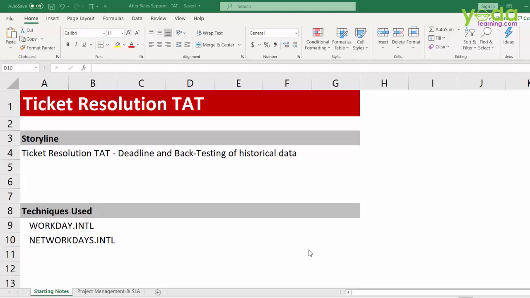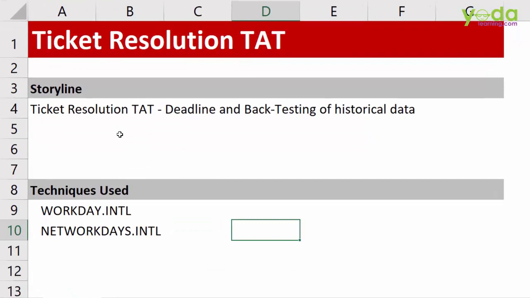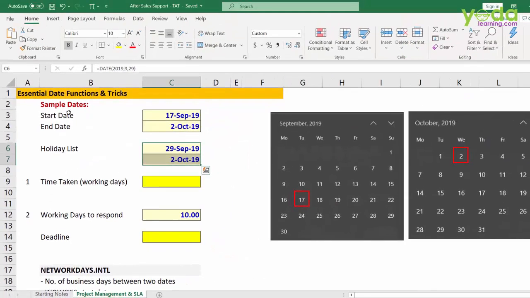Hello and welcome everyone. In this video, I'll show you how to find the time that it took to resolve a ticket and what the turnaround time is. For example, there was a service ticket raised on 17th of September 2019. It was closed on 2nd October 2019. So we wish to find out the difference between these 2 days in terms of working days.